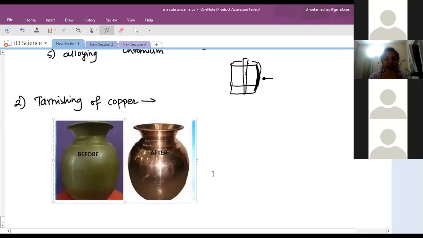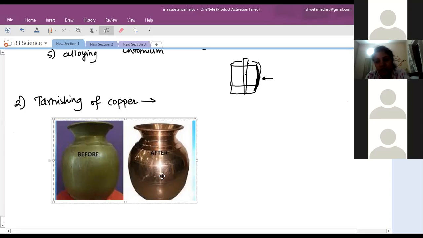So this one, can you see? This is not the method of prevention. This is the second type of corrosion. Look at this before and after. This is the before and this is the after condition. When you purchase a metal, it looks like this. It has much more shine and it is brown in color.